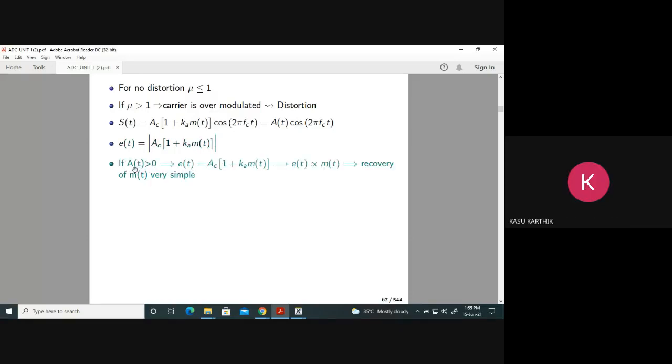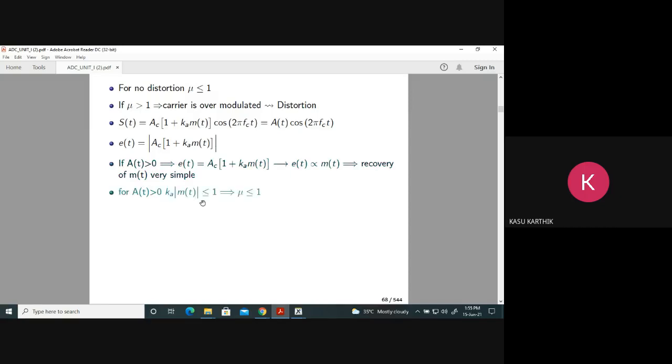If A of t is positive, which means this is positive, then E of t is the same as Ac into 1 plus Ka m of t. I can remove the mod because this quantity is positive, so there is no need of mod. So E of t equals Ac into 1 plus Ka m of t. Now E of t is proportional to m of t. So recovery of m of t is very simple, because the amplitude follows the message signal.